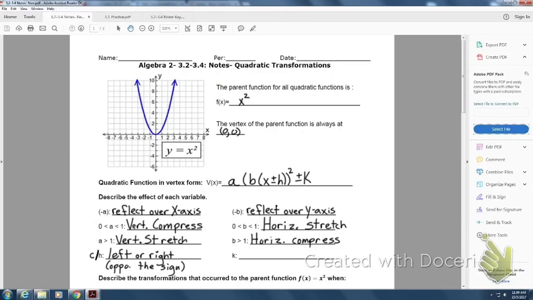The K value, which two directions is that going to move it? Up and down, with or opposite the sign? With the sign.